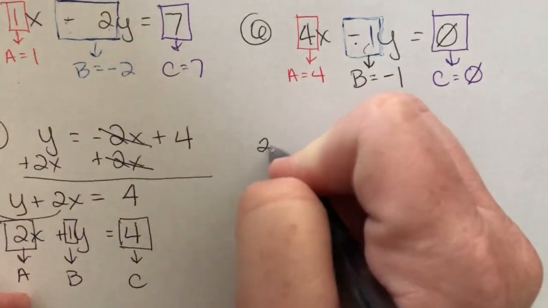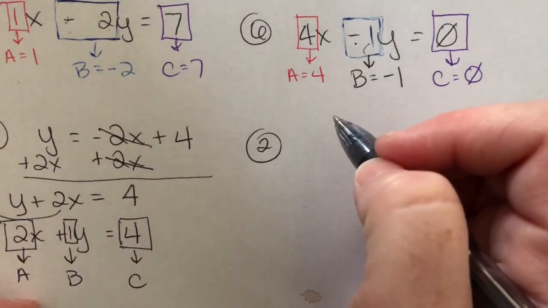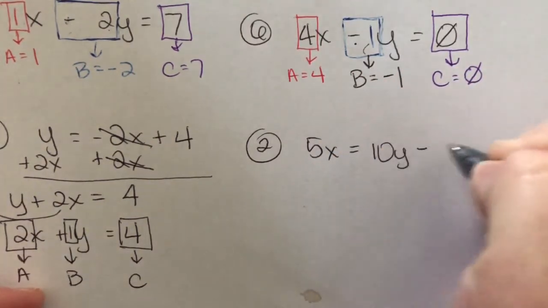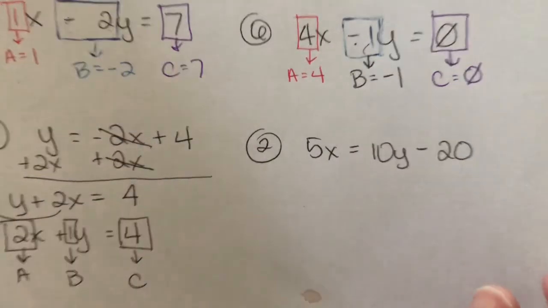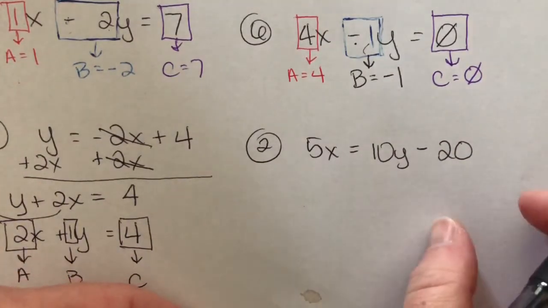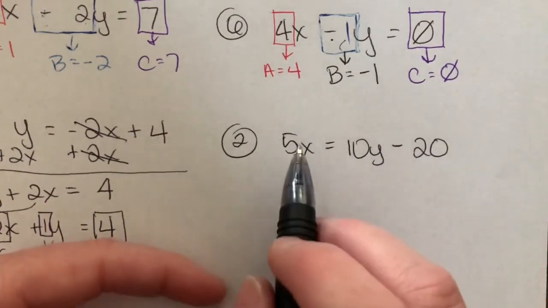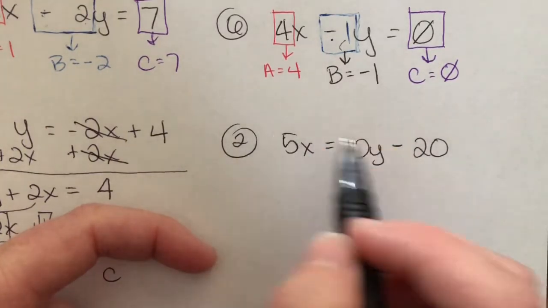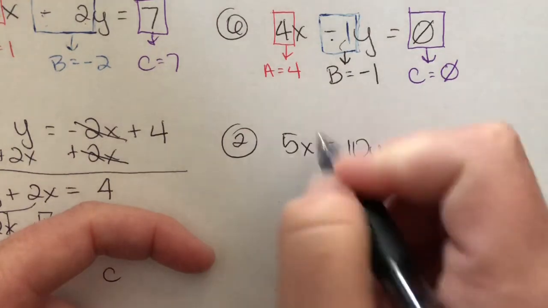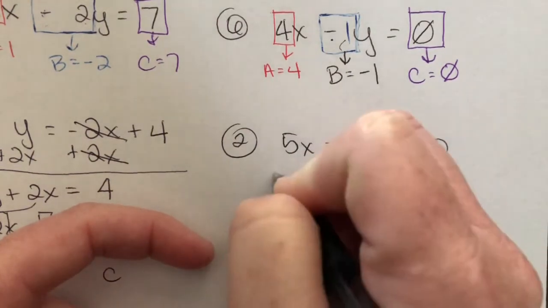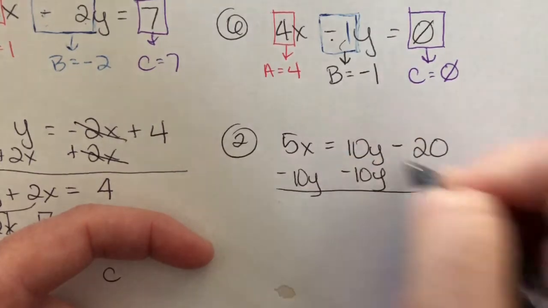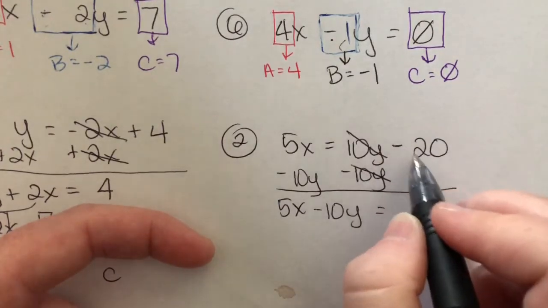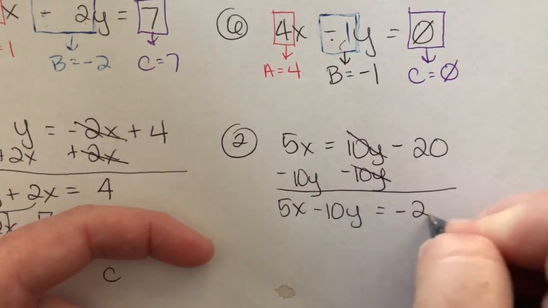Let's do another one. Number 2. This one is 5x equals 10y minus 20. Okay? I know it's a linear equation because I have an x, I have a y, there's no exponents, and x's and y's aren't being multiplied to each other. So I can rearrange this to get x and y on the same side of the equal sign. So here's my x, I want to get y over there. So minus 10y, minus 10y. These go away. 5x minus 10y equals, and then this is minus 20, so this is a negative 20.